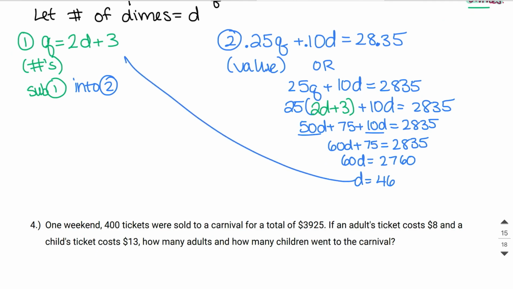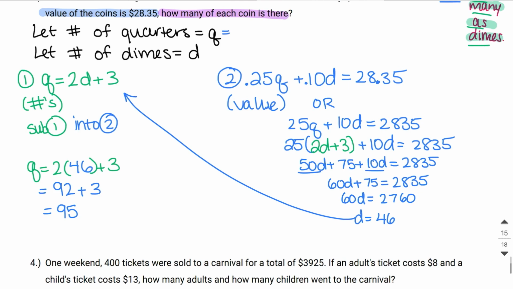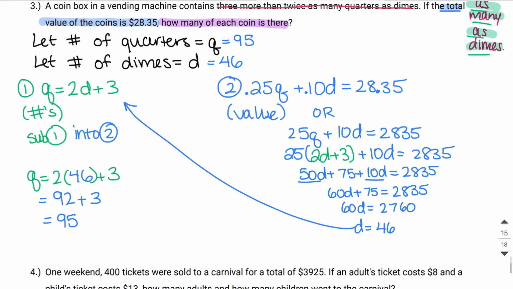So now let's sub that back into this right here. So here we're going to say Q equals 2 times 46 plus 3. And then 2 times 46 right here is 92. 92 plus 3 is 95. So we have 95 quarters. And we have 46 dimes. Let's double check to make sure that this works. So for starters, is 95 really 3 more than twice as much as 46? It is, because twice as much as 46 is 92. Add 3 to that, you get 95.